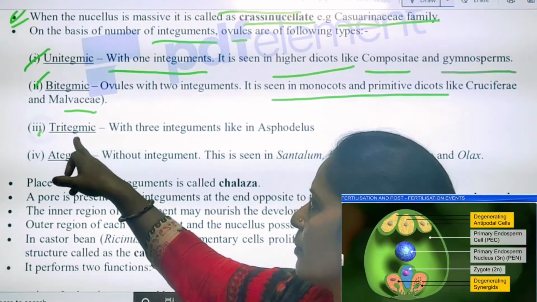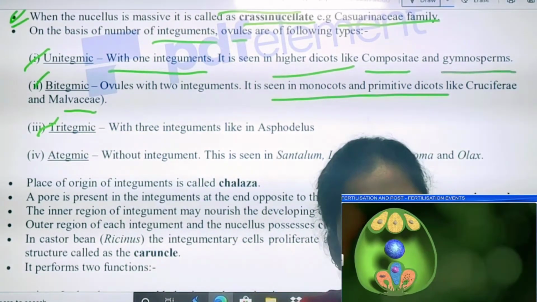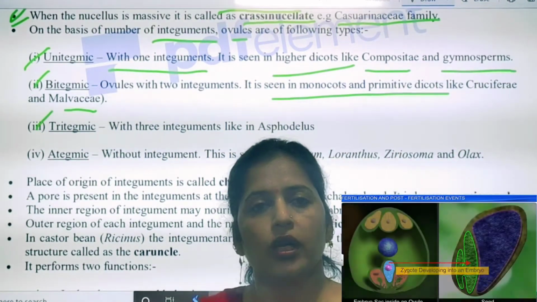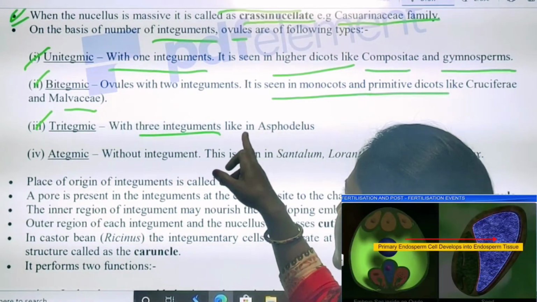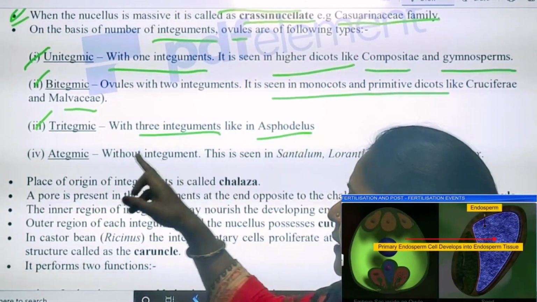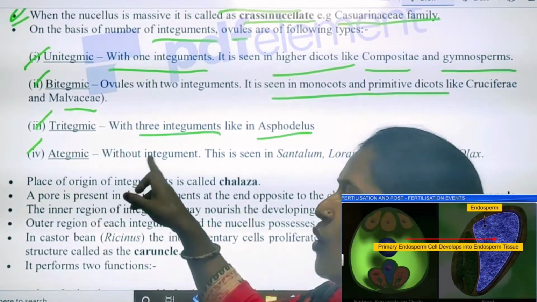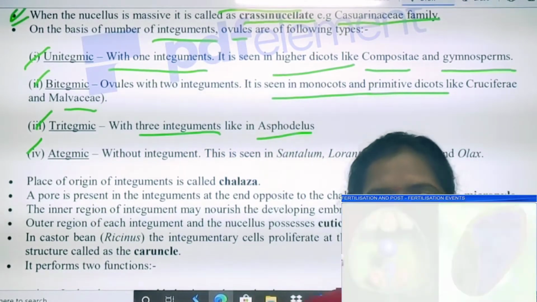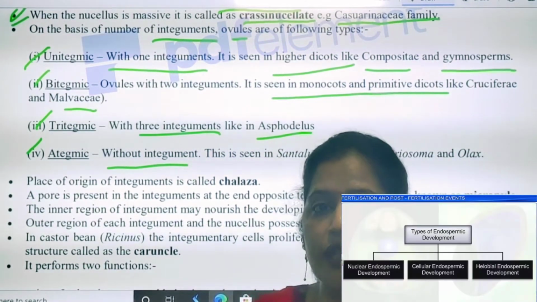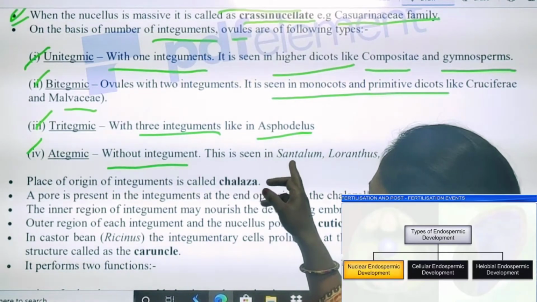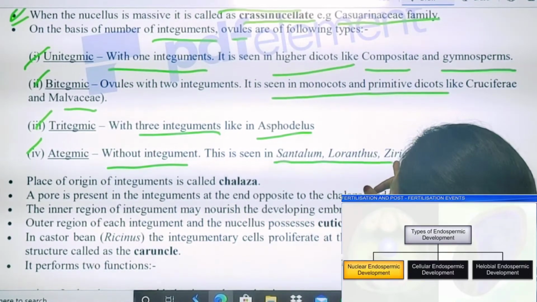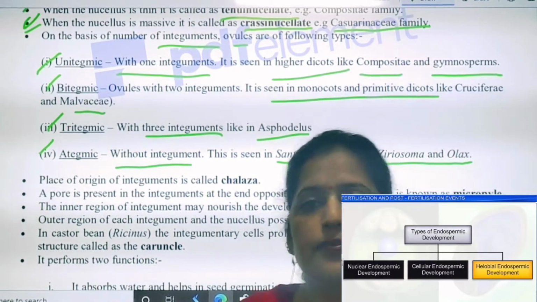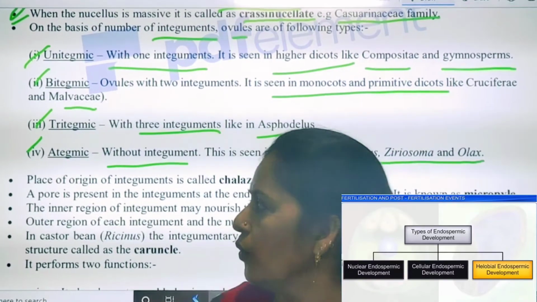Next is the tritegmic with three integuments. Tri means three. The name understood करवा रहा है. That means at that time इस ओव्यूल में जो होंगे वो three integuments present होंगे. That is like in Asphodelus. Next is the ategmic, without integuments. There are no integuments present in the ovules. That means at that time they are without integuments, and this is seen in Santalum, Loranthus, Gerson and Olax. So these are the various types of the ovules that are present in the ovary.